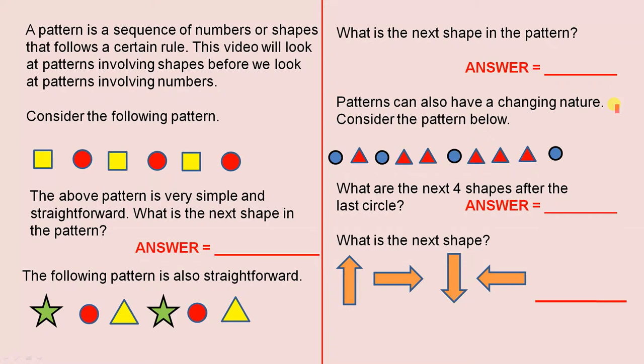Patterns can also have a changing nature. Consider the pattern below. We have a circle and 1 triangle, a circle and 2 triangles, a circle and 3 triangles, a circle and something. So what are the next 4 shapes after the last circle? I'll have the answers there for you.